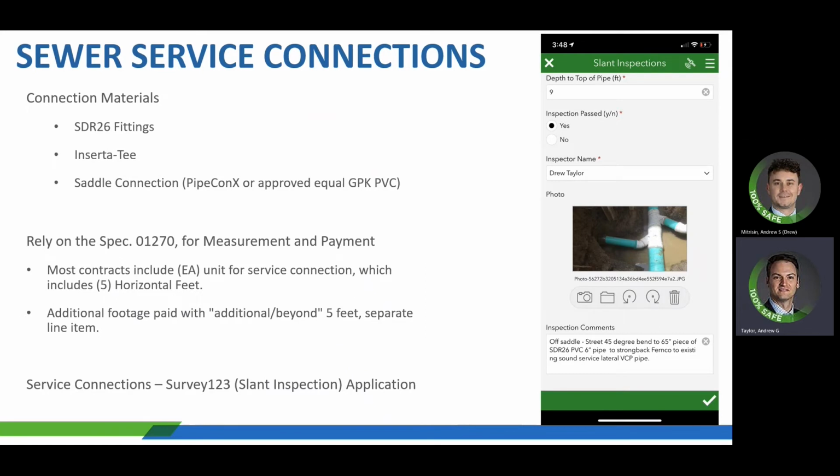So you can upload a picture as you see, and then within the inspection comments, we like to see what the details are of the service connection. So off the saddle, if there's a foot of PVC and then back to a fitting, relay all that information within those comments as well. And if you as the RPR need access to this, just shoot me an email and I will get you an invite for this application.